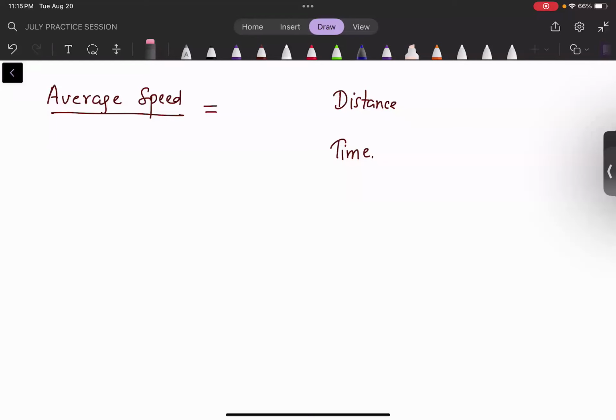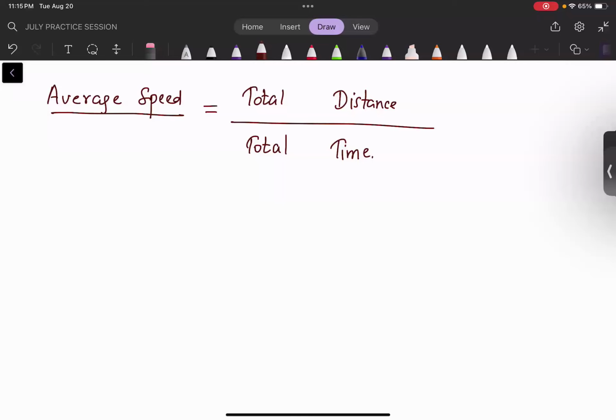So here we will not say distance. Here we will say total distance. And here we will not say just time. We will say total time taken. So total distance of the journey divided by total time taken in the journey.